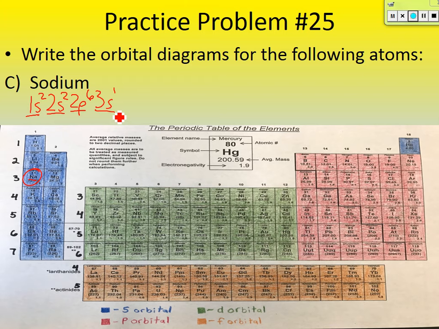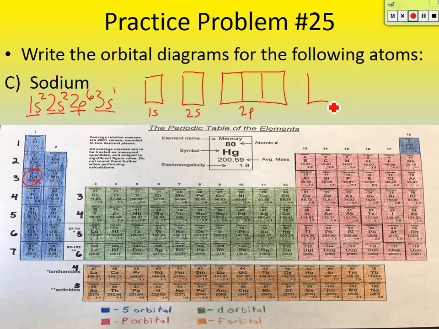So let's draw the boxes first. How many boxes for the 1s? Just 1, and put 1s under it. How many boxes for the 2s? Just 1, and put 2s. How many boxes for the 2p? 3. So draw a longer rectangle, divide it into 3, and put 2p. How many for the 3s? Just 1, and put 3s under it.